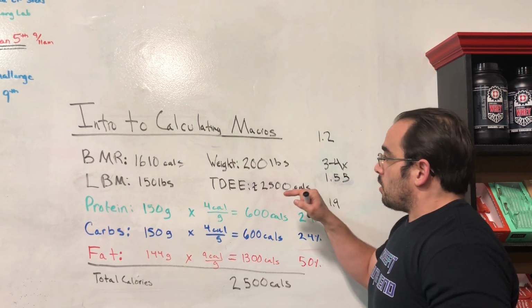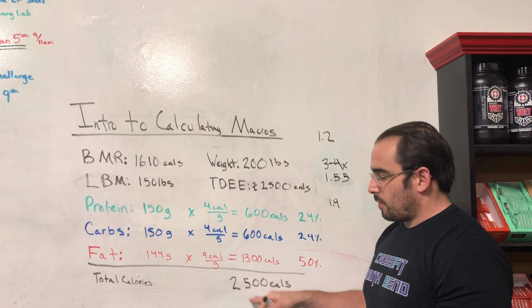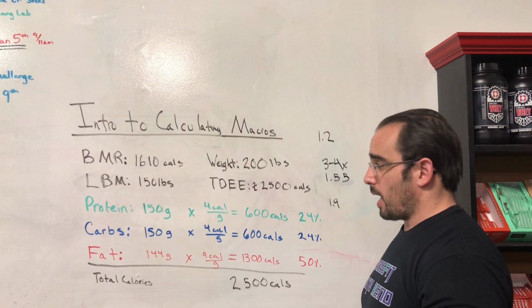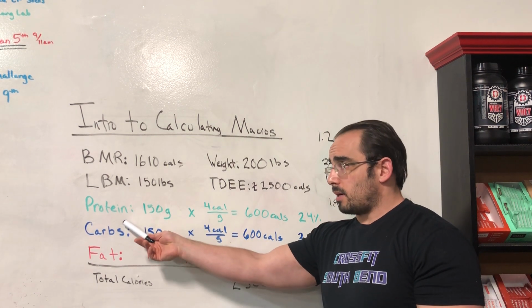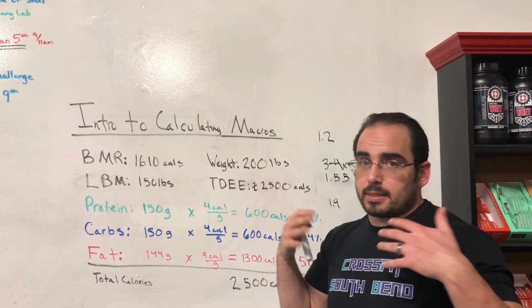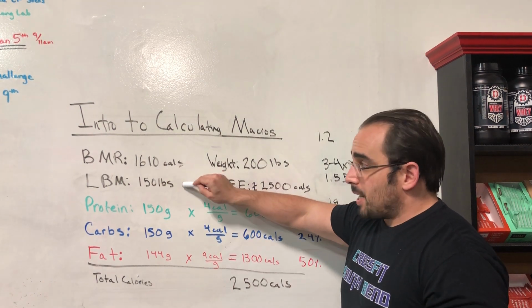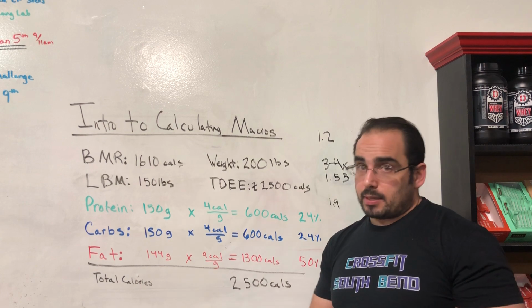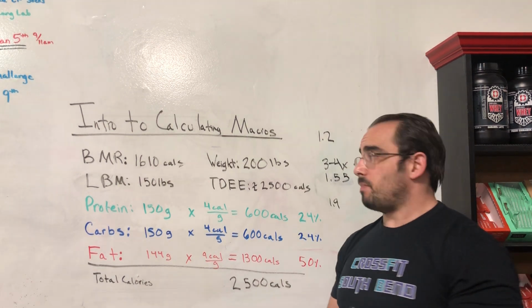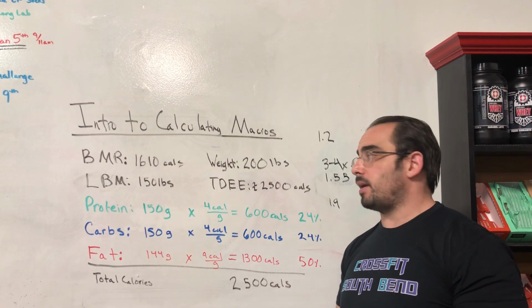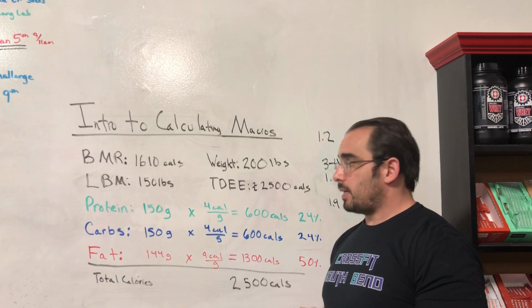So we've got 2,500 calories listed down here. So how do we get to 2,500 total calories? Well, a good place to start for most people, and again, it's just a basic guideline, is protein matching your lean body mass in grams. So if your lean body mass is 150 pounds, then that means, roughly speaking, at a minimum, you should be eating 150 grams of protein a day.